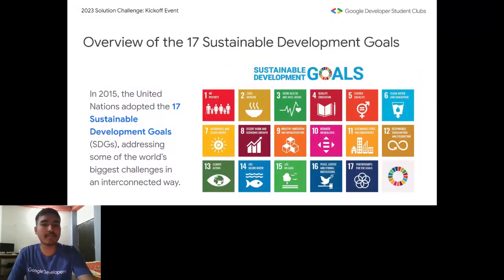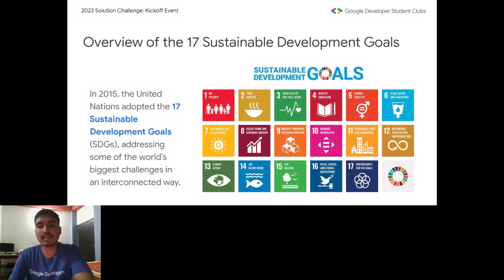The main thing I'm talking about is the 17 Sustainable Development Goals. But what are these problems? These are the 17 sustainable development problems under which we want you to build a solution and problem statement. First, we have no poverty. Second, zero hunger. Third, good health and well-being. Fourth, quality education.